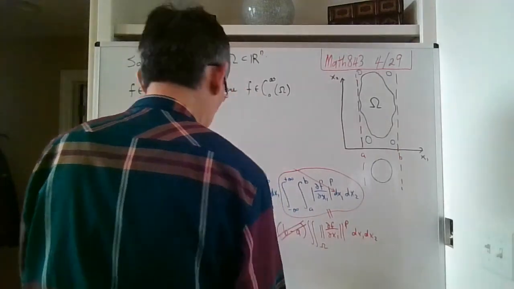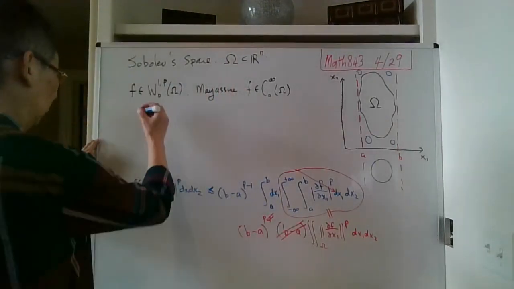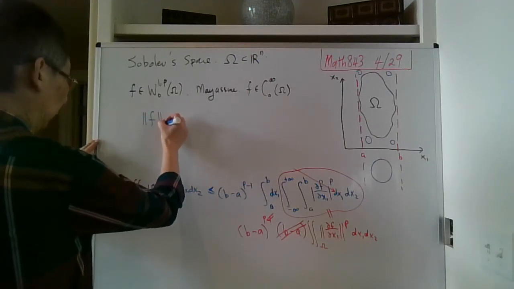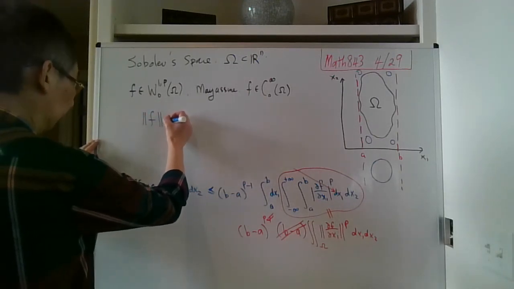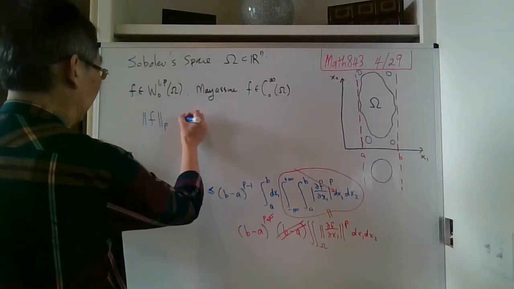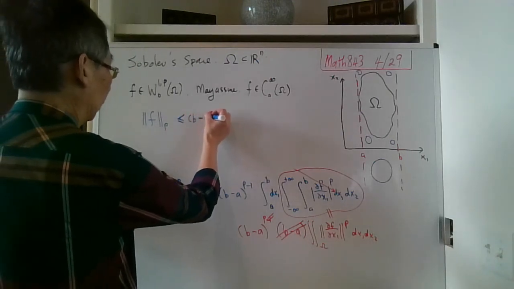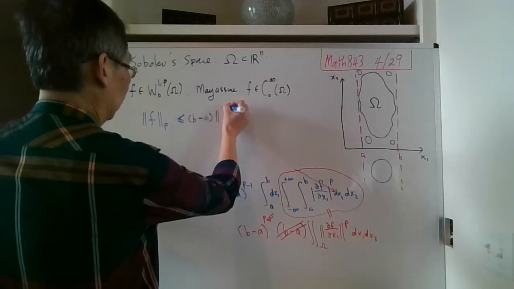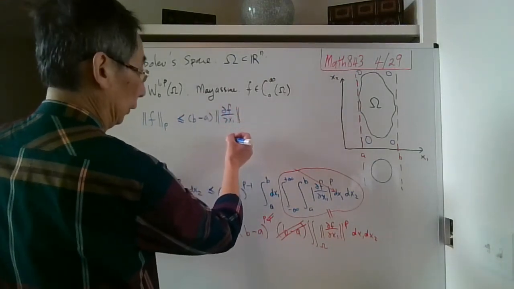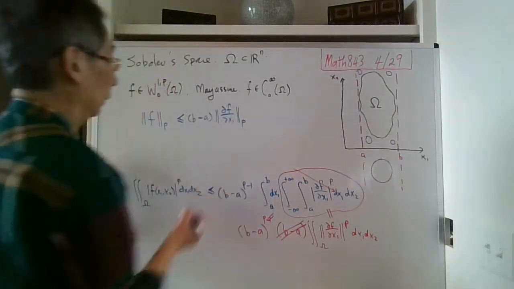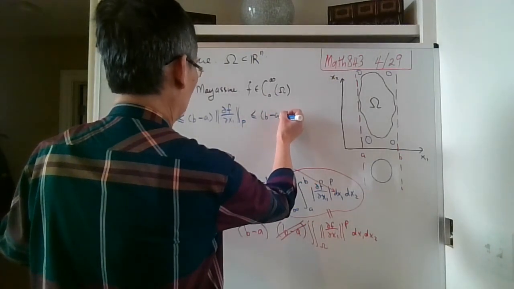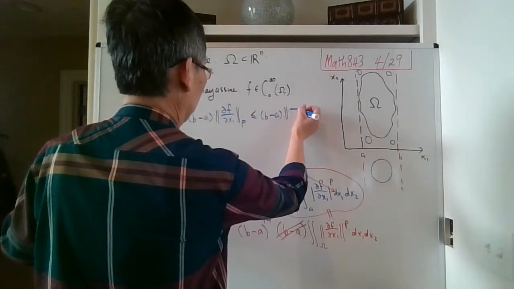The final inequality is just like this. The norm of f in L^p is less than or equal to b minus a times the norm of df dx1 in L^p. That's it. And this one obviously is less than or equal to b minus a times the gradient. So the gradient is greater than this, right? Gradient of f.